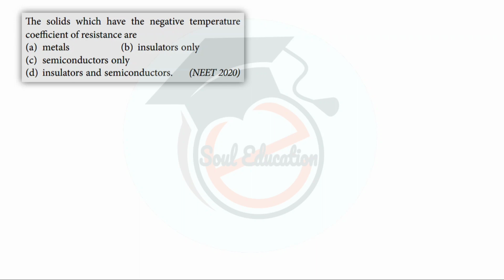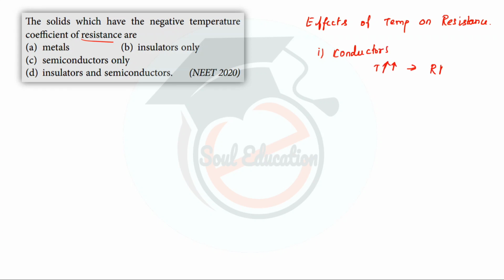Simple problem. Now the next problem is the solid which has a negative temperature coefficient of resistance. Now the next topic is temperature coefficient of resistance. But before that, we need to see the effect of temperature on resistance or resistivity. So we have three types of materials. One is conductors. Correct? For conductors, if the temperature increases, my resistance also increases.